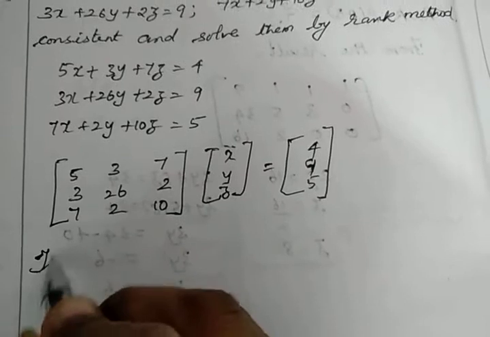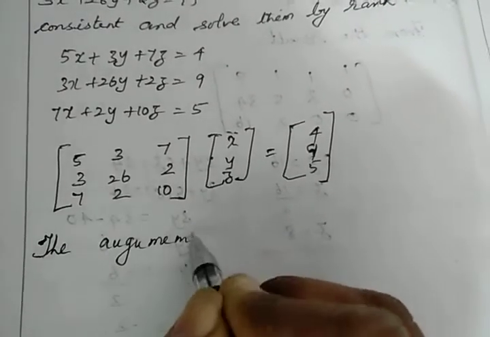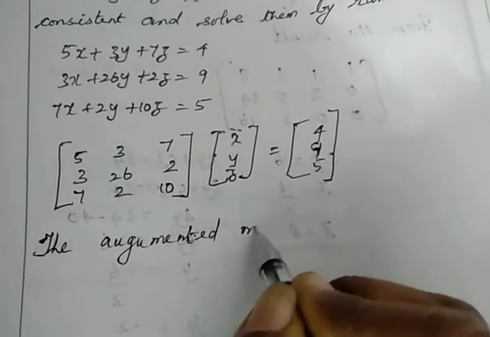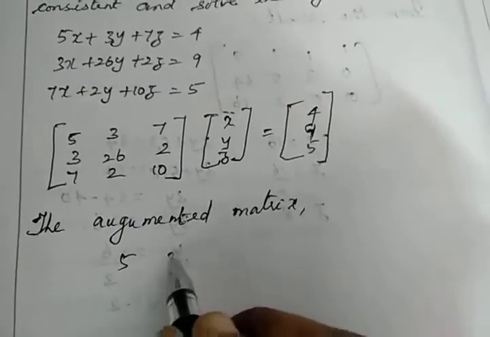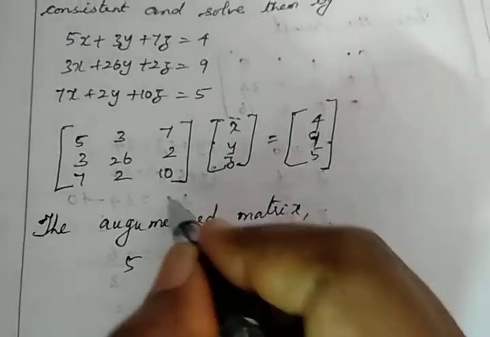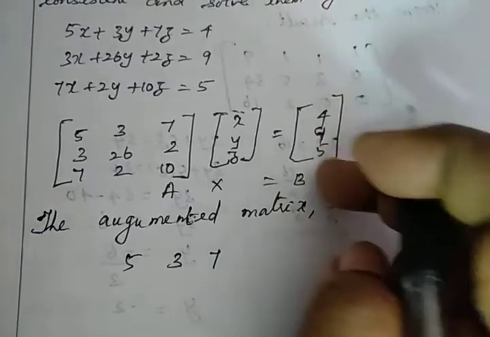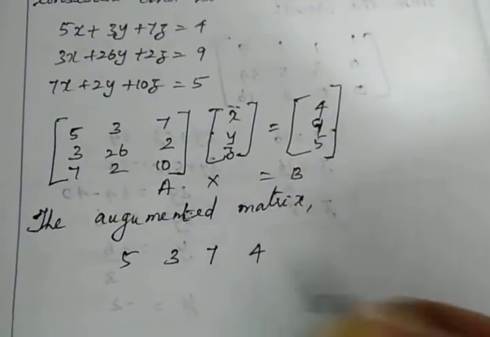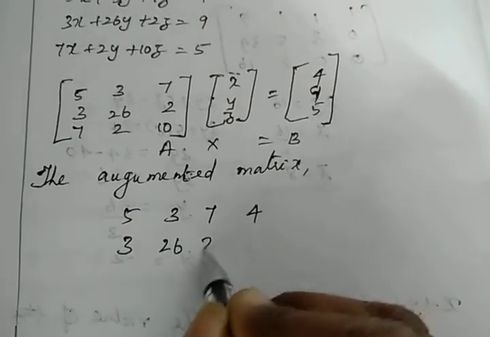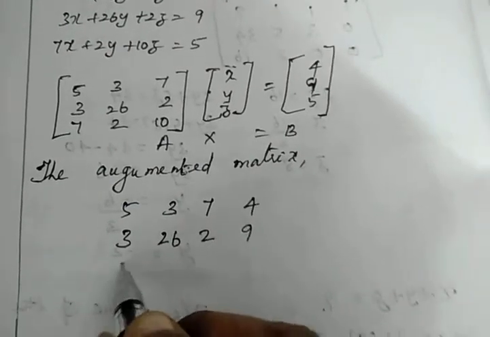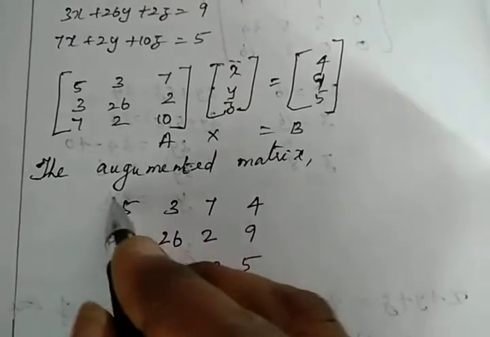So I am going to write the augmented matrix in the next step. The augmented matrix: 5, 3, 7. This is of the format AX equals B, so the B matrix also I have to join here. So it is 4. Next row 3, 26, 2 and 9. And the third row 7, 2, 10. And the last element is 5.